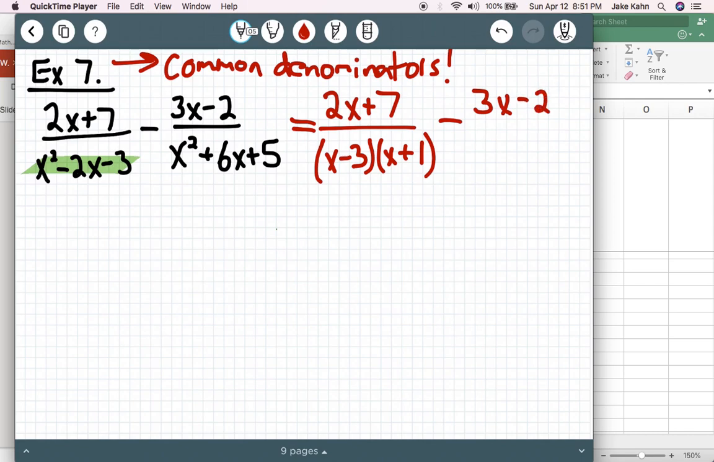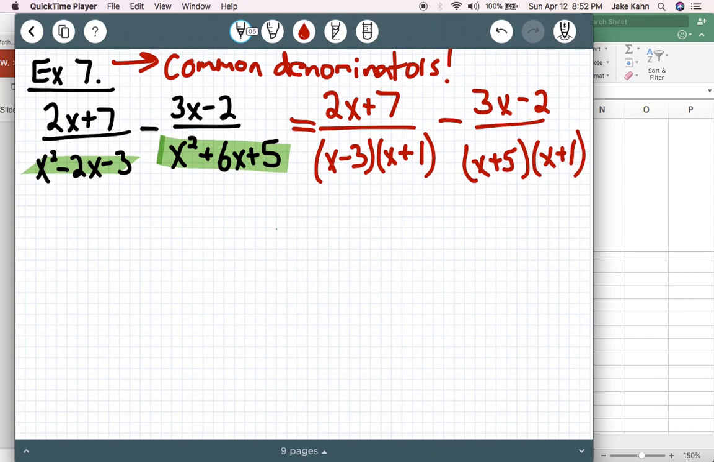And then let's see here, x squared plus 6x plus 5. Can we factor that? The answer is definitely yes. x squared plus 6x plus 5 factors into x plus 5 times x plus 1. All right, now comes the tricky part. We have to find common denominators, right?